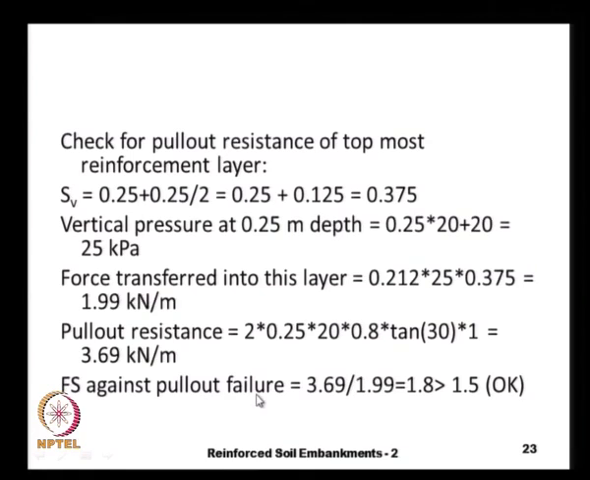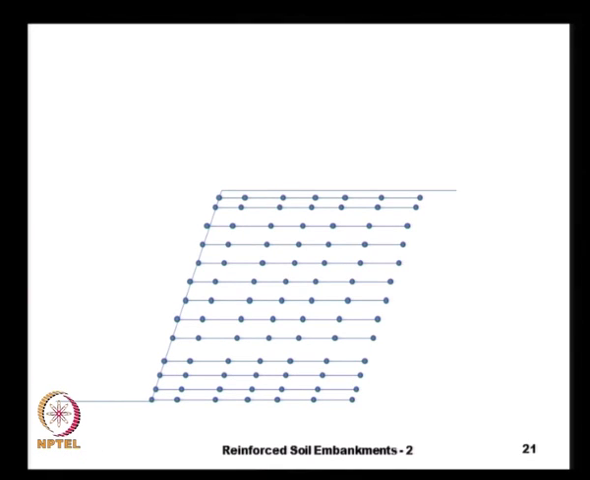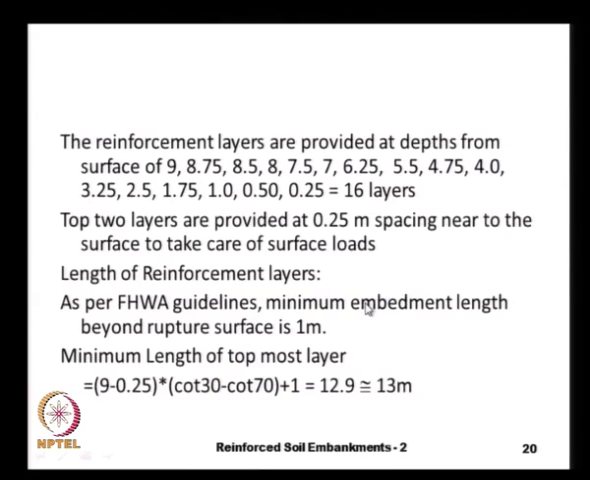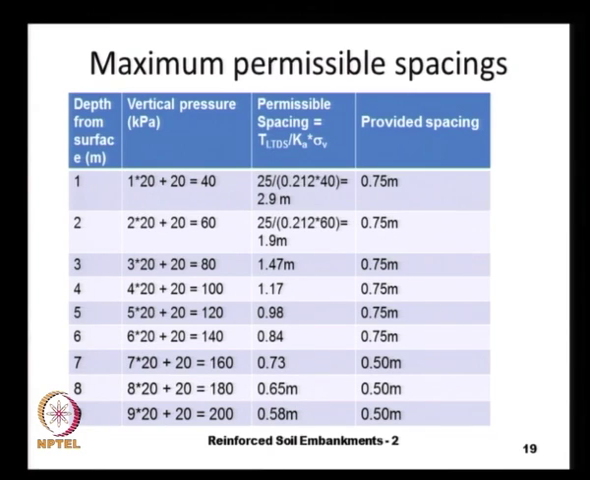So, the factor of safety against pull out failure should be greater than 1.5, and it is coming as 1.8. So, it is safe. The length of the reinforcement layer of 13 meters is sufficient as far as the pull out and the base sliding are concerned, and the vertical spacings are as designed earlier. And because the vertical spacing that is provided is much lower than the permissible spacings, we will not have any rupture failure.